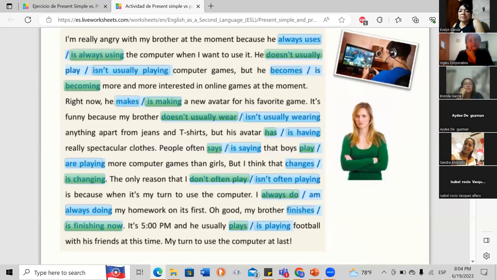People often say that boys play more computer games than girls. But I think that is changing. The only reason that I don't often play is because when it isn't my turn to use the computer, I always do my homework on it first. Oh, good. My brother is finishing now. It's 5 p.m. and he usually plays football with his friends at this time. My turn to use the computer at last.